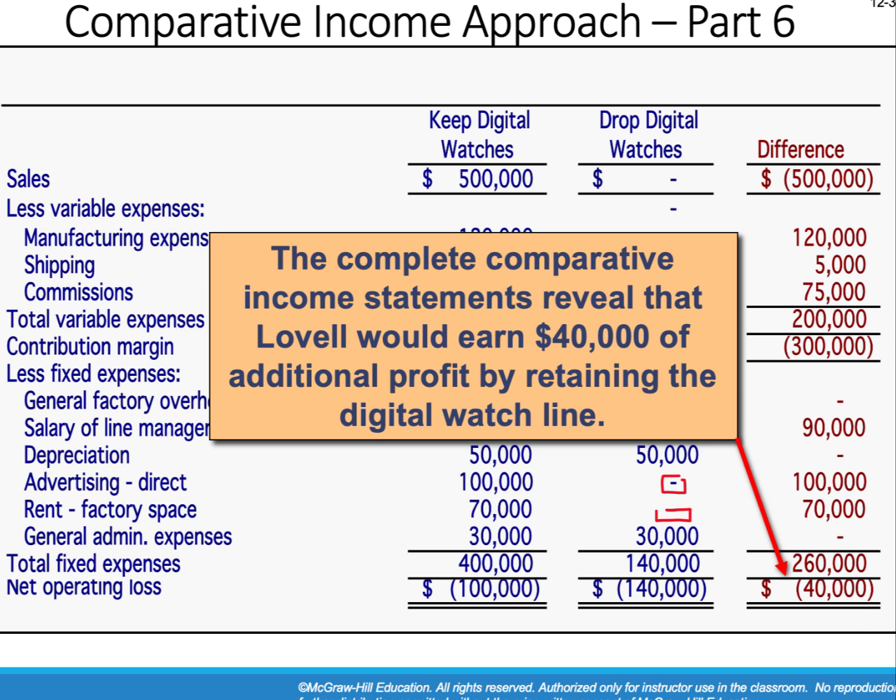Okay, so we see that if we do this, we would earn $40,000 of additional profit by retaining the digital watch line. So we're looking at the differential analysis. We see this $40,000, and notice how our loss actually gets worse if we drop the line. We can see that right here.